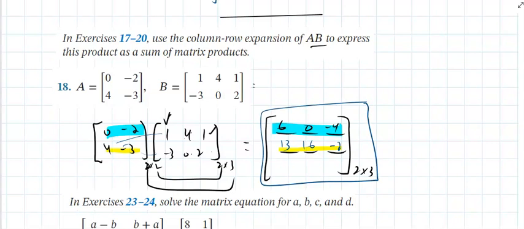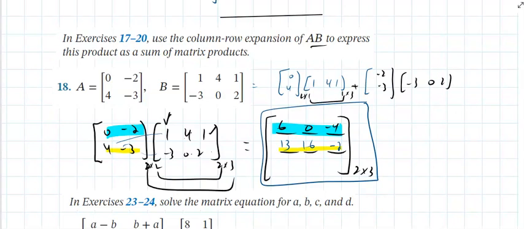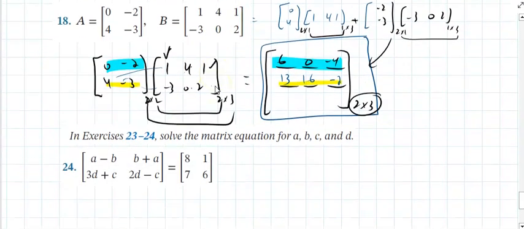So what they really could do, they could write this as 0, 4 times 1, 4, 1 plus negative 2, 3 times negative 3, 0, 2. Notice this is 2 by 1. This is a 1 by 3. The outcome is 2 by 3. This is a 2 by 1. This is 1 by 3. The outcome is 2 by 3. And when you add them, you end up getting exactness. Something that we'll practice later on.